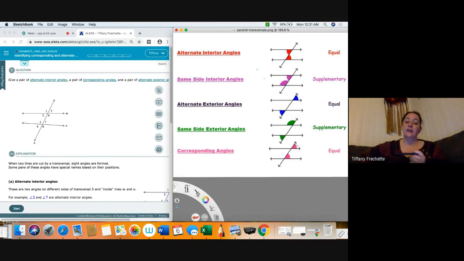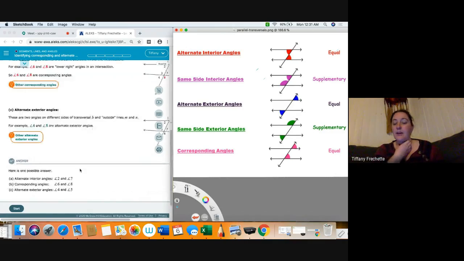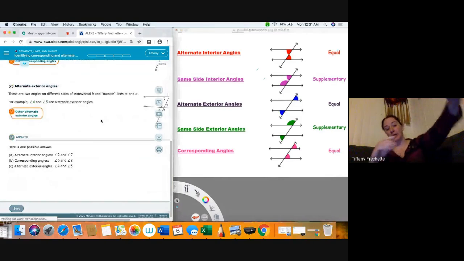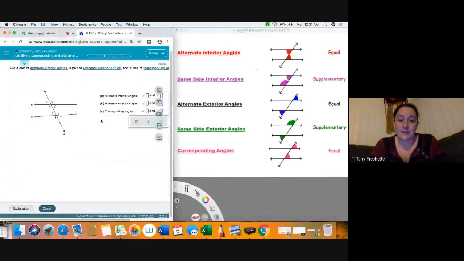So that's what corresponding angles are. They're angles that are in the same position in respect to both lines. All right, so we're going to go ahead and try this out. The other thing with this one is there are multiple answers for all of these. So one answer is not the only answer. It's just the one that we're going to put in.